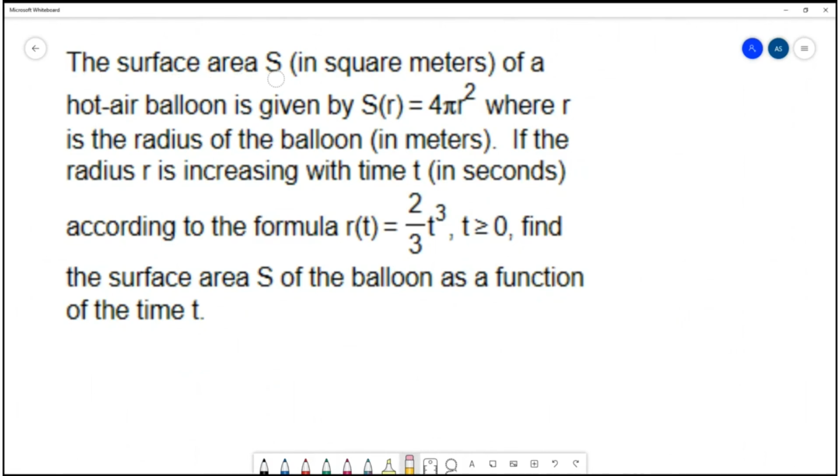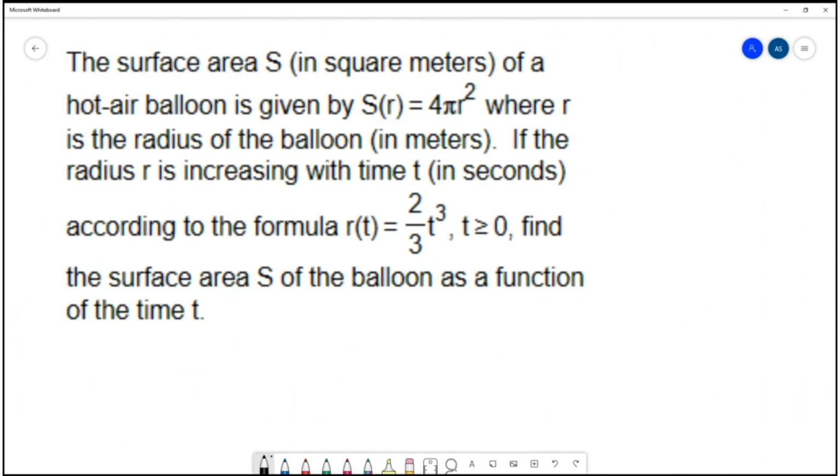The surface area S in square meters of a hot air balloon is given by S of r equals 4 pi r squared, where r is the radius of the balloon in meters. If the radius is increasing with time t in seconds, according to the formula r of t equals 2/3 t cubed, for time greater than or equal to 0, find the surface area of the balloon as a function of the time.